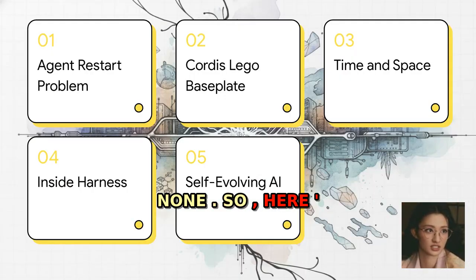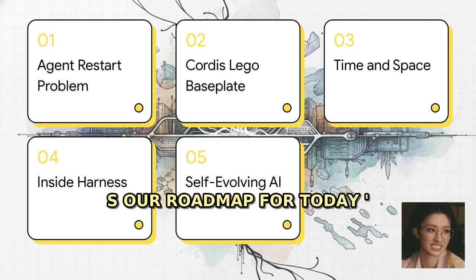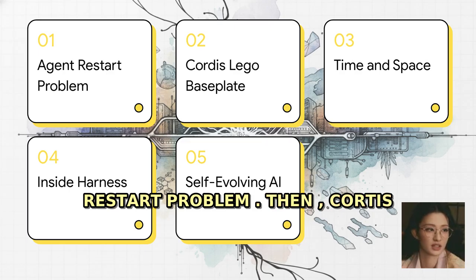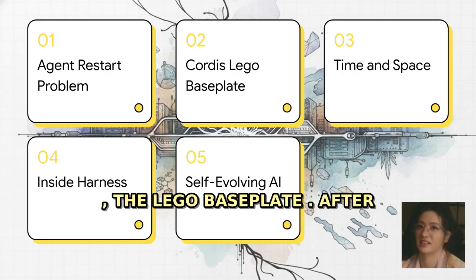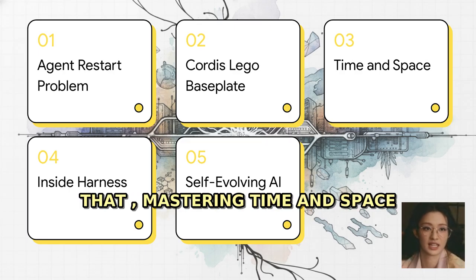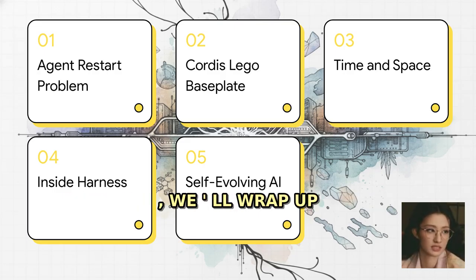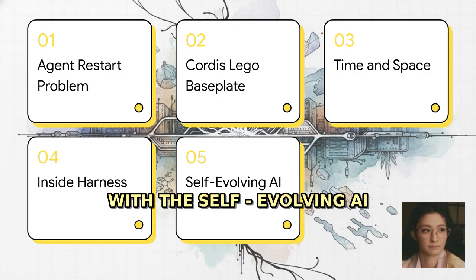None. So, here's our roadmap for today's explainer. First, we'll look at the agent restart problem. Then, Cortis, the Lego baseplate. After that, mastering time and space. Then we'll go inside DeepSeek harness. And finally, we'll wrap up with the self-evolving AI era.